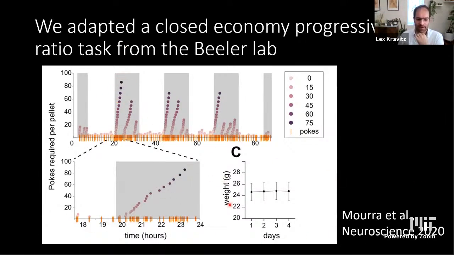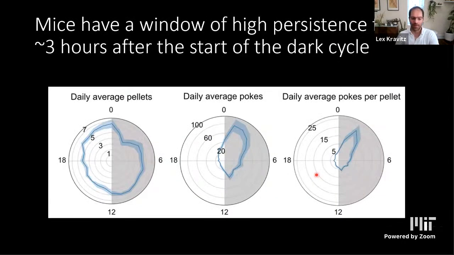So in this panel down here, we're just looking at body weights. Animals are able to obtain all their pellets through this task, with evidence that they're not losing weight. And then we can plot these types of behaviors again across the circadian cycle, which I find these plots really useful. So we can see that they're obtaining their pellets. Something pretty interesting that we learned from this is that animals are really hitting their high ratios in the first 3 hours of the dark cycle.